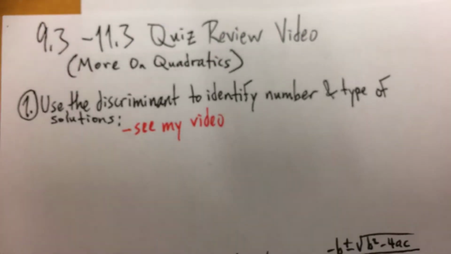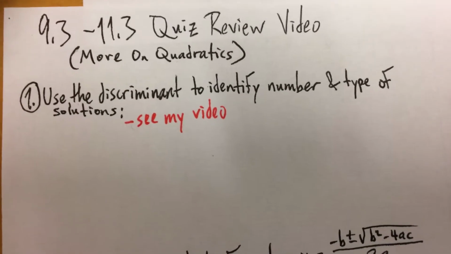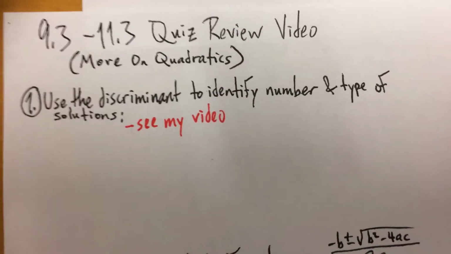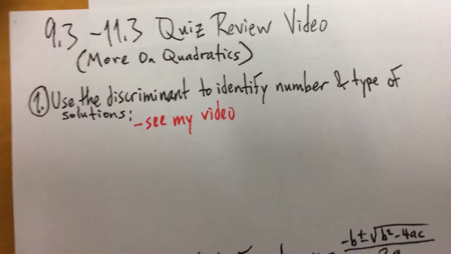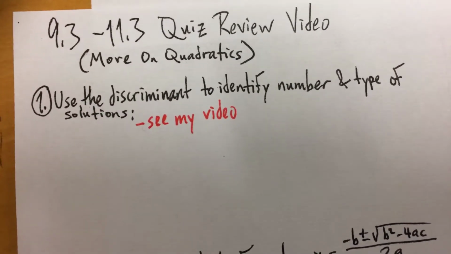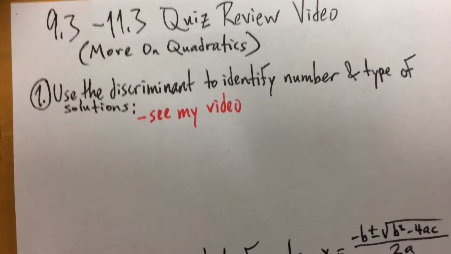I was asked to do a review video for this upcoming quiz. So this quiz is going to have 5 questions on it, and here are the concepts that are going to be assessed. Number 1 is going to have, I think, some of these have A and B. This definitely has A and B.